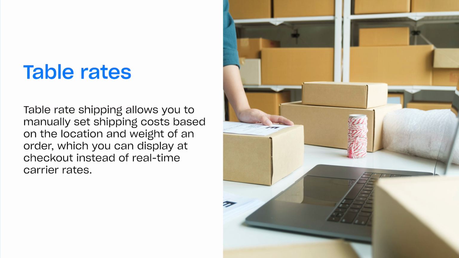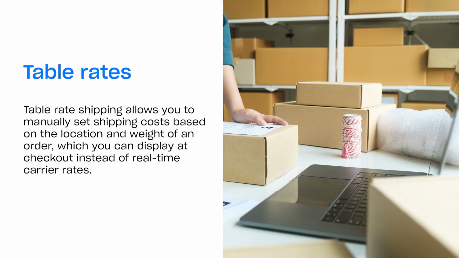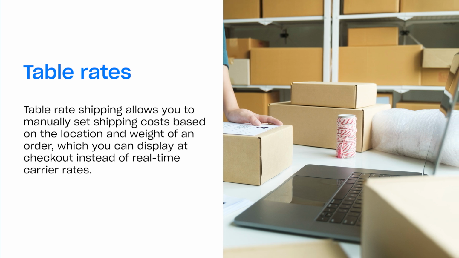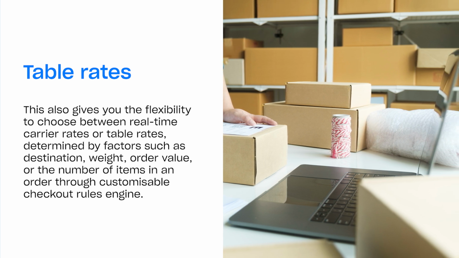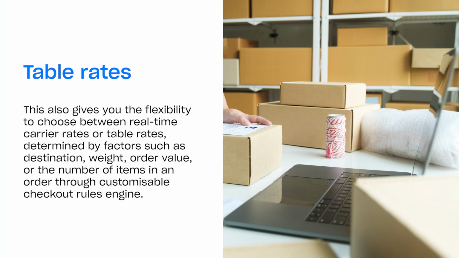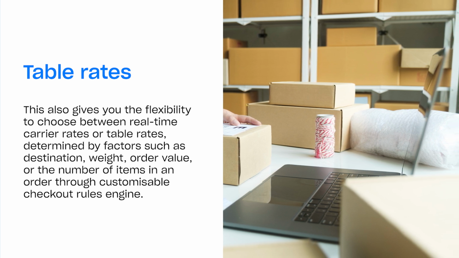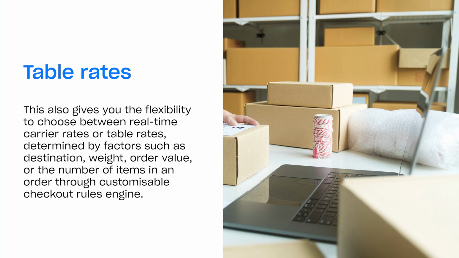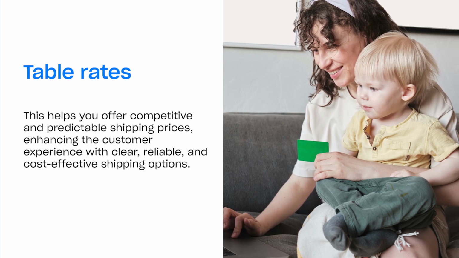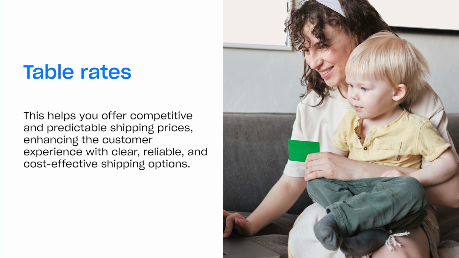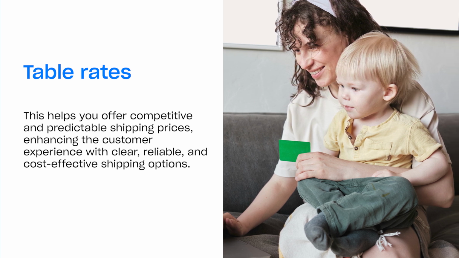Table rate shipping allows you to manually set shipping costs based on the location and weight of an order, which you can display at checkout instead of real-time carrier rates. This also gives you flexibility, so you can choose between real-time carrier rates or table rates, determined by factors such as destination, weight, order value, or the number of items in an order through our customizable checkout rules engine. This means you can offer competitive and predictable shipping prices, enhancing your customer experience with clear, reliable, and cost-effective shipping options.